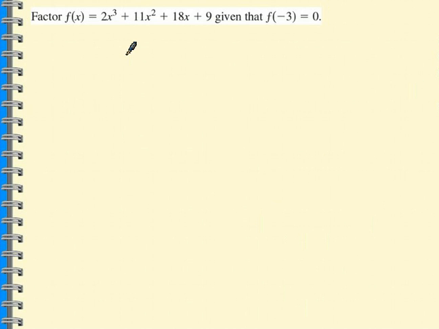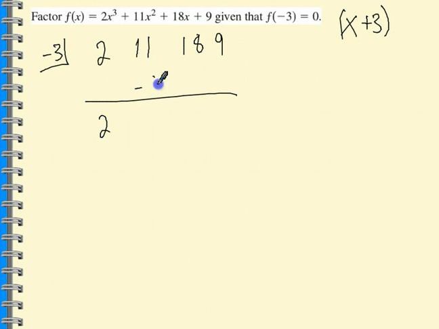All right, let's look at how that helps us here. So we want to factor this polynomial given that f of negative 3 is 0. So we know that f of negative 3 is 0. What that tells us is x plus 3 is a factor. Okay, well, if x plus 3 is a factor, let's divide that part out of the polynomial. So let's use synthetic division. Put negative 3 in our box and a 2, drop down the coefficients, 11, 18, 9, and then we drop down the 2, get a negative 6, get a 5, get a negative 15, 3, negative 9, 0.